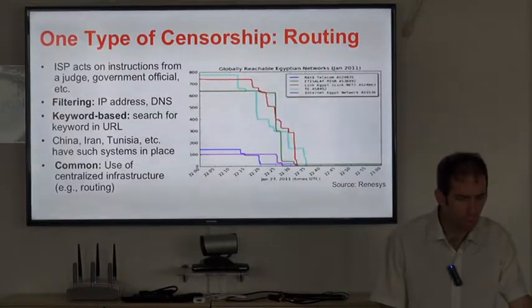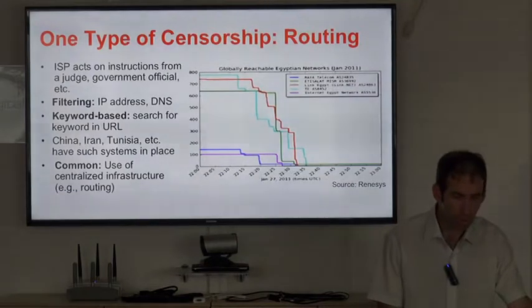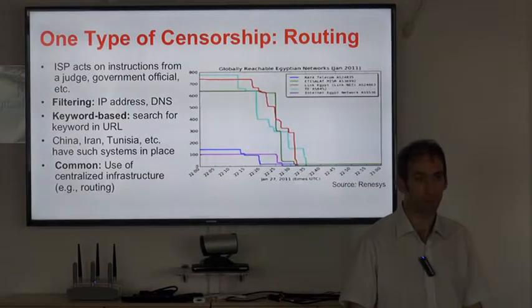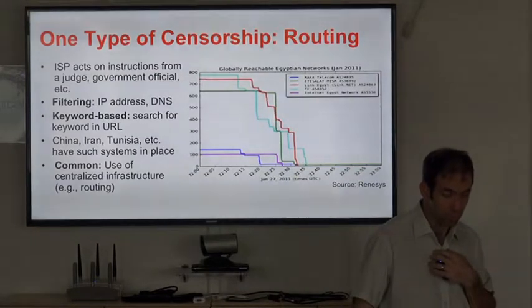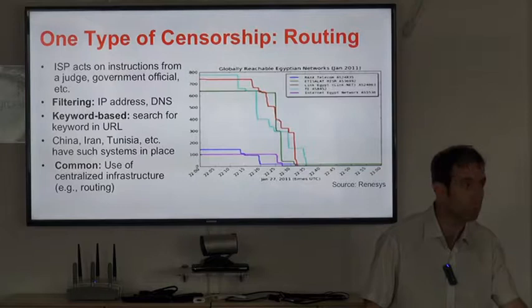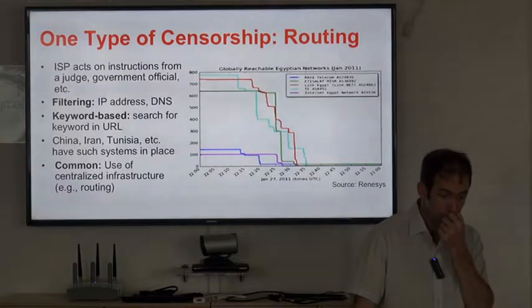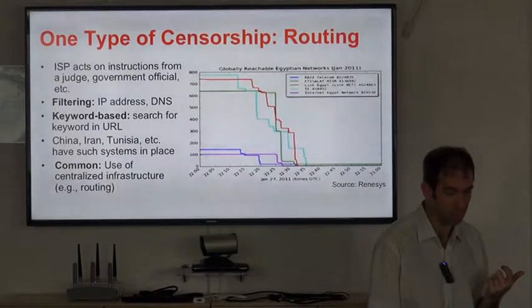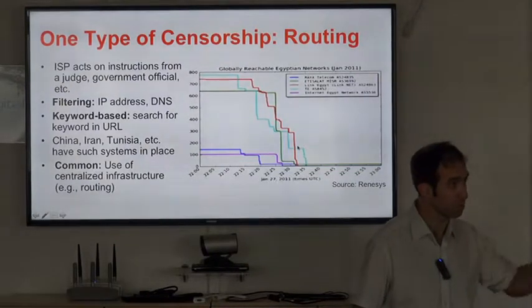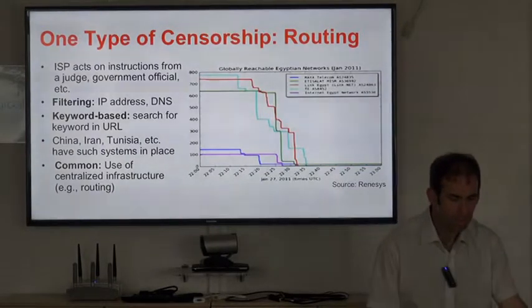As I mentioned, one type of censorship, the one we saw in the Egypt case in 2011, is basically done with internet routing. This is about as close as we've seen to a kill switch. In this plot, from the folks at Renesys who do measurement of internet routing, you can see how many IP prefixes each of these ISPs is advertising to the rest of the internet over time, and at some point it basically drops to 0. One by one, these ISPs just stopped advertising routes to the rest of the internet.